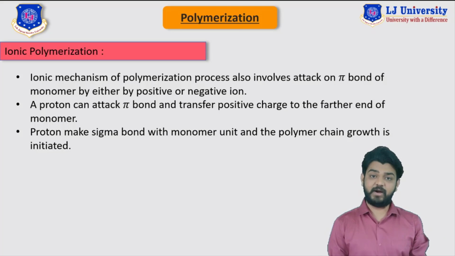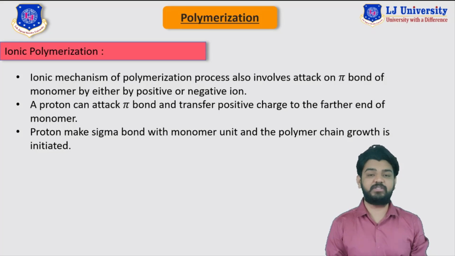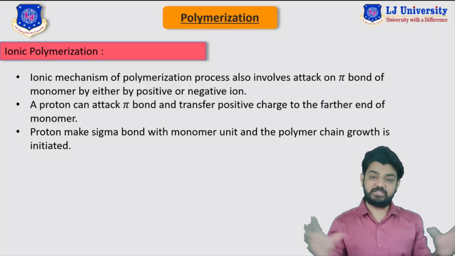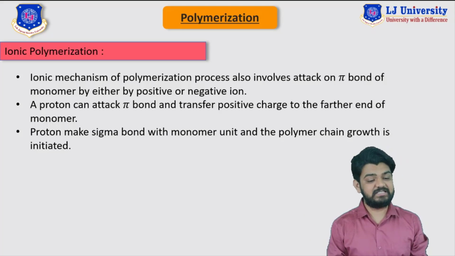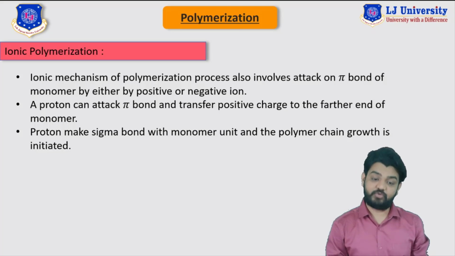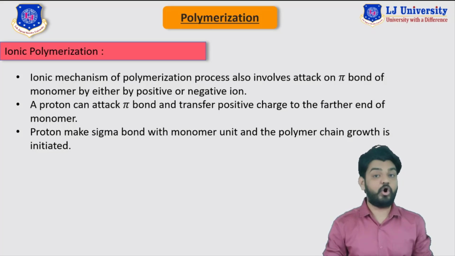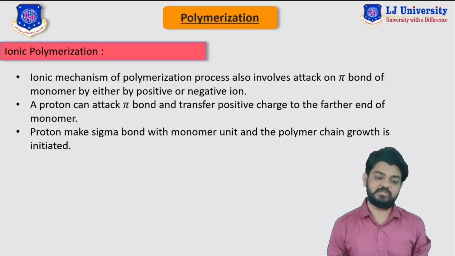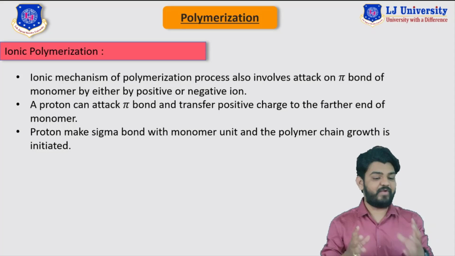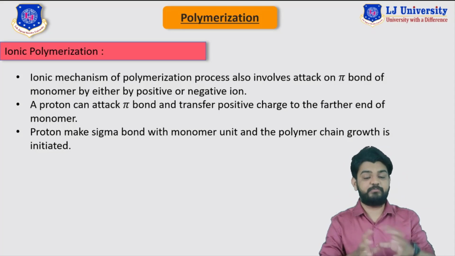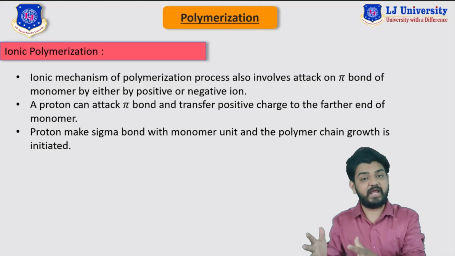So what are the compounds that attack the pi bond? Well, in the ionic polymerization process, ions are mainly responsible for linking the different monomers together and forming a long chain of the polymer. So you can see that in ionic polymerization, the attack is done by either positive or negative ions of different compounds. Now you can think that when one proton attacks the pi bond, it transfers its positive charge to the further end of the carbon.